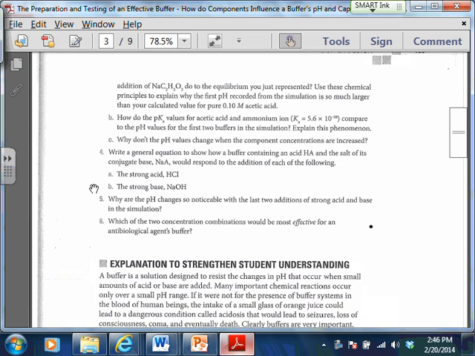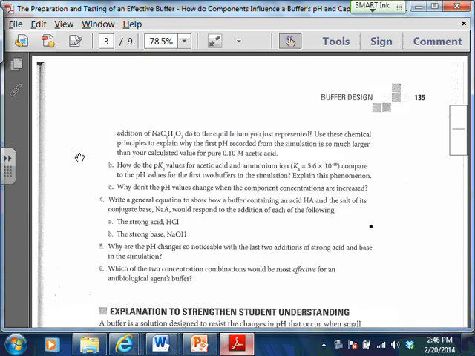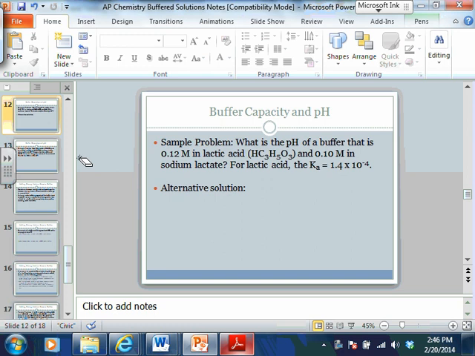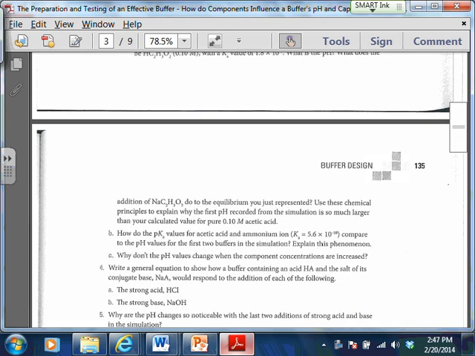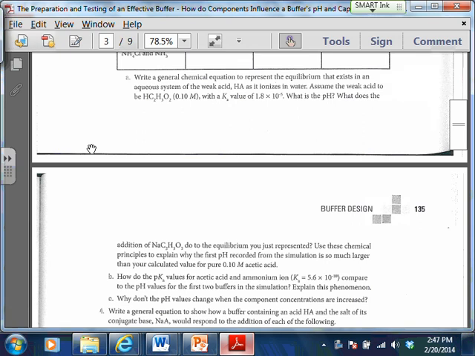How do the pKa values for acetic acid and ammonium compare to the pH values for the first two buffers in the simulation? Once you work your way through the simulation, and I don't know this for absolute sure, but I am guessing that the pH values you get for those buffers are equal to the pKa value. So when you look at acetic acid and the ammonium ion, they gave you the Ka for acetic acid already up here. It's 1.8 times 10 to the negative fifth.